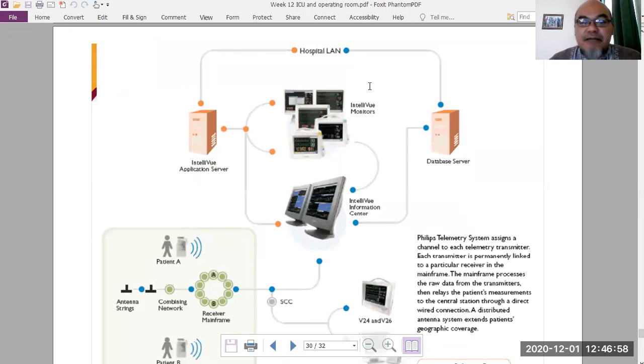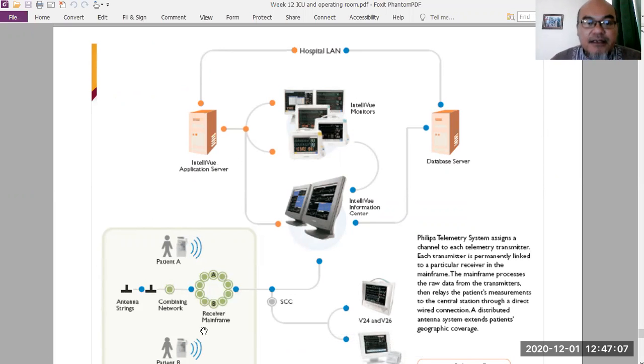And this is one example of a commercial telemetry system. This is from Philips. These are the patients, with antennas for patient A and patient B, and the signal is sent through the wireless antenna, then received by this combining network, and then connected to this LAN, the hospital local area network. So it can be monitored or the data put into a database server.